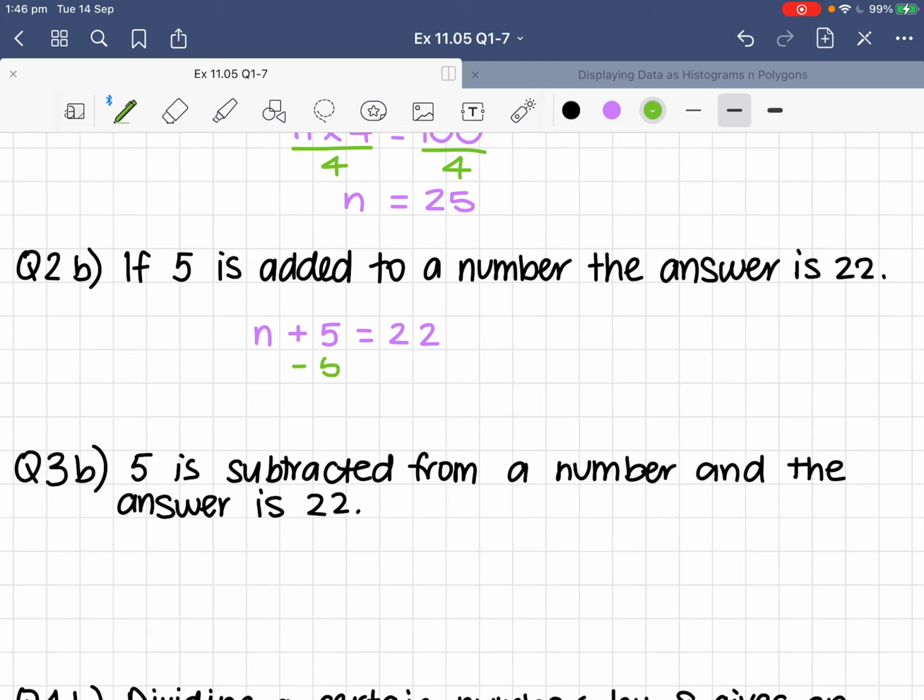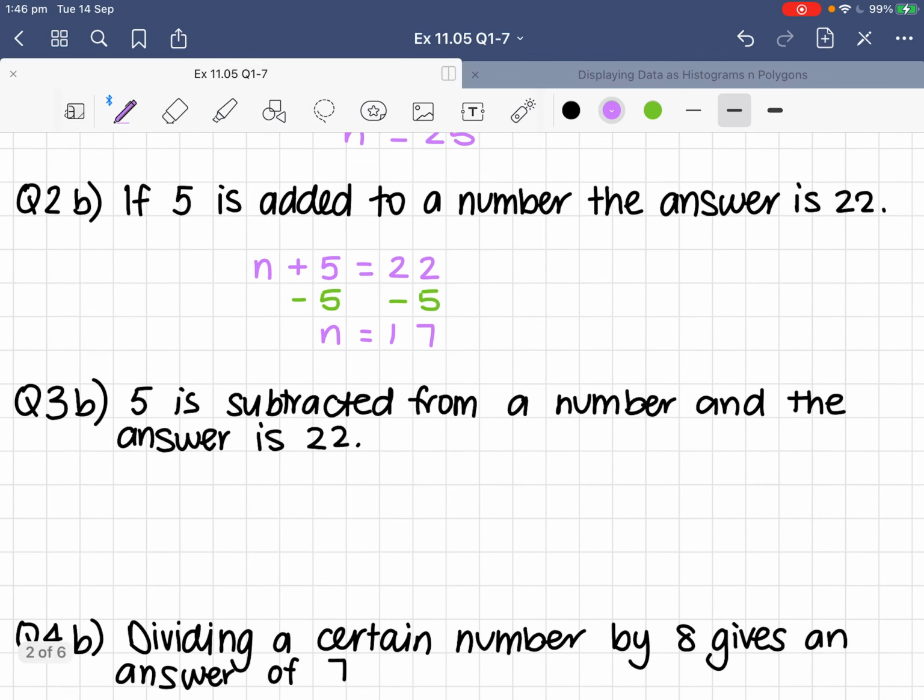Now we want n by itself, so that means we want to eliminate plus 5 from both sides. So the opposite of plus 5 is minus 5. So we're going to minus 5 from both sides, and that leaves us with n equals 22 minus 5, which is 17. So if we were to add 5 to 17, we would get 22.